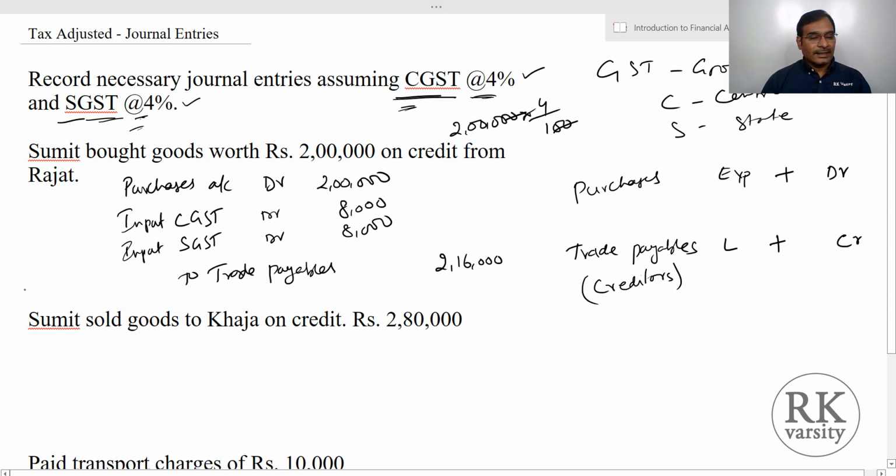And the narration that we are supposed to write here is being goods purchased on credit from Mr. Rajat. So this is the narration. Now this is how you have to incorporate input CGST and input SGST in your transaction.